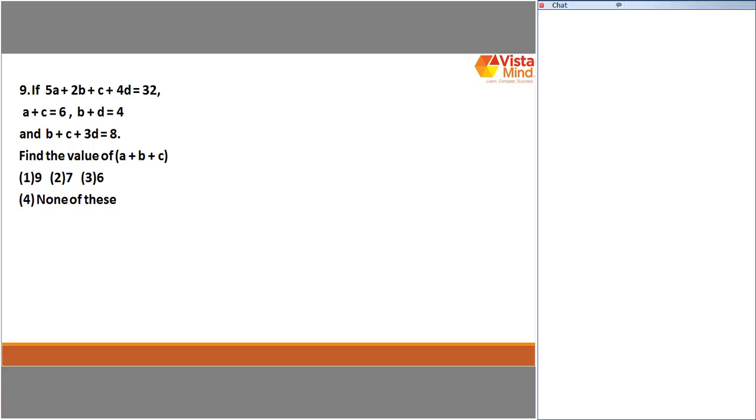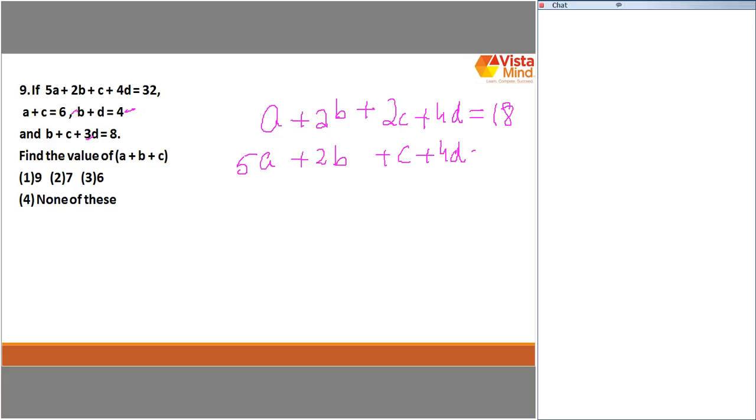Okay, how to go about this question? It says there are four equations. First of all, add these three. It will become A plus 2B plus 2C plus 4D, which equals 6 plus 4, 10, 10 plus 8, 18. The other equation is 5A plus 2B plus C plus 4D equals 32. Subtracting them directly, this gets cancelled, this becomes minus 4A, this gets cancelled, this becomes plus C, equals minus 14.